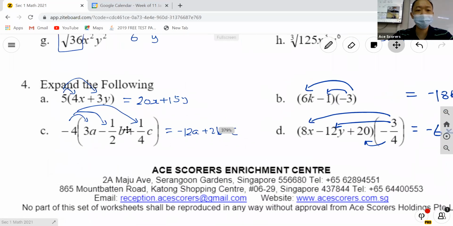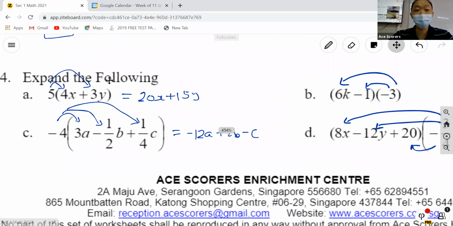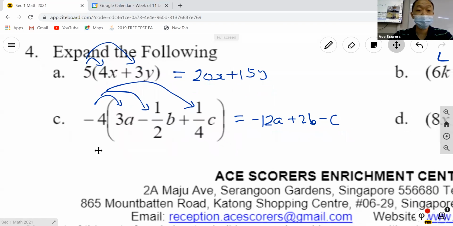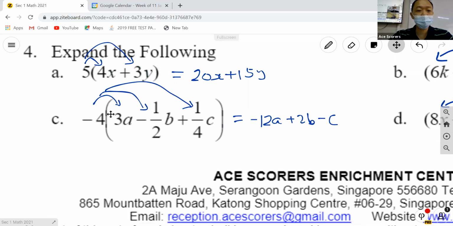Before we left, we did the rainbow thing, expansion. Let me just recap what expansion is. Rainbow in: for example, you have a number with a bracket, you just rainbow in. So 5 times 4 and 5 times 3, so we get 20x plus 15. Next one, if the number is a negative number, you rainbow in, but you've got to do the negative multiplication. For example, minus 4 times 3 becomes minus 12. Minus 4 times minus half becomes positive 2. And minus 4 times 1/4 is negative 1.